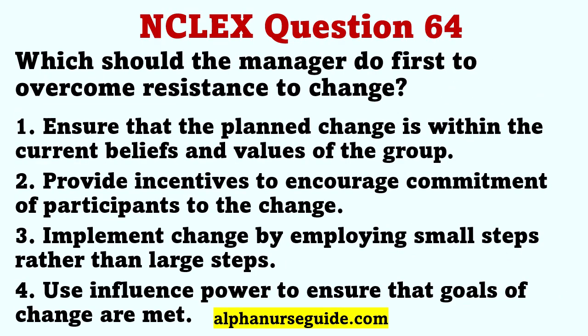Which should the manager do first to overcome resistance to change? 1. Ensure that the planned change is within the current beliefs and values of the group. 2. Provide incentives to encourage commitment of participants to the change. 3. Implement change by employing small steps rather than large steps. 4. Use influence power to ensure that goals of change are met. The correct answer is 1.